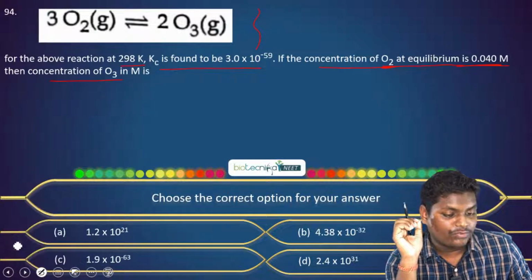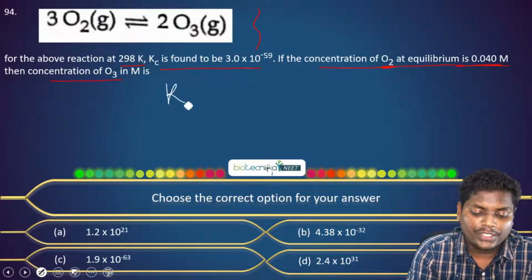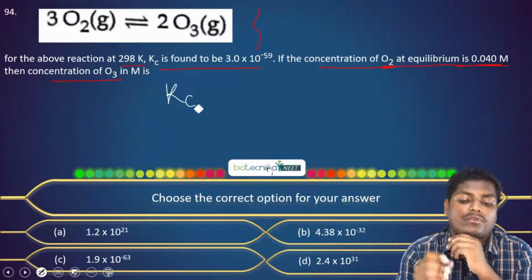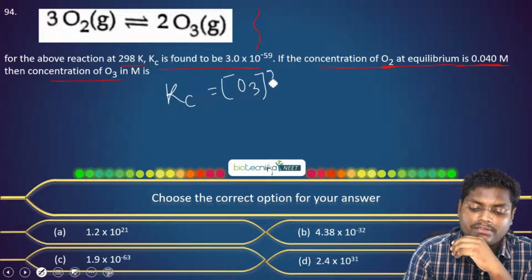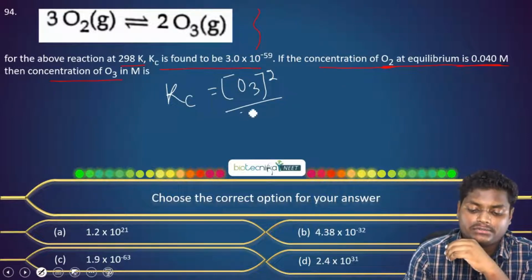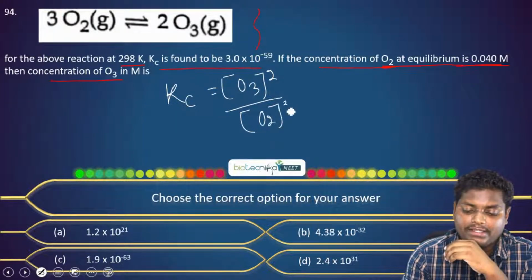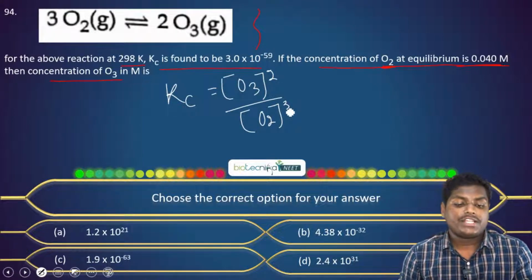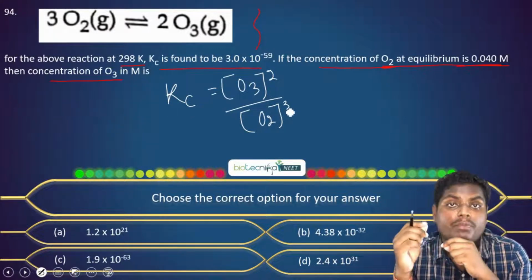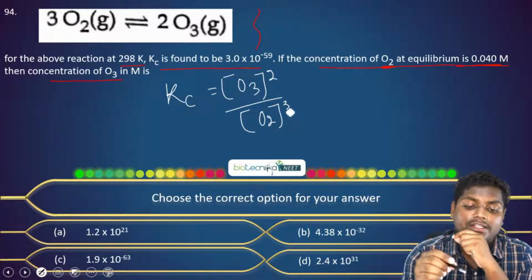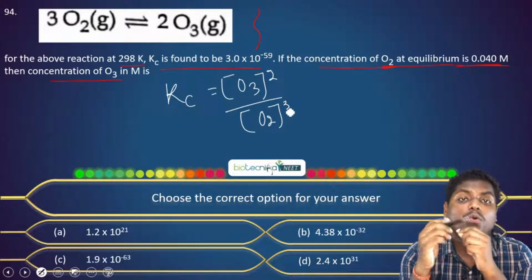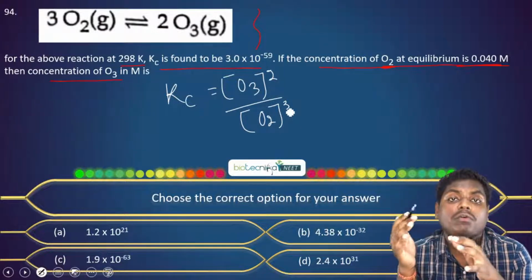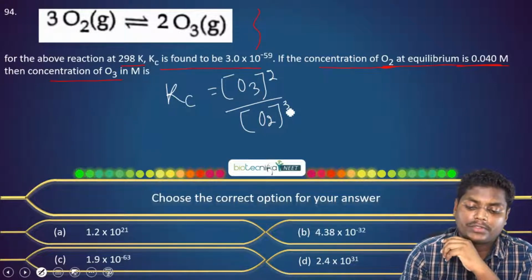So how can we do this question? We know the equilibrium constant is equal to the product upon the reactant, so O3 square will be there upon the reactant. The stoichiometry will be the power of the particular concentration. Since 2 O3 are being produced, O3 square will be there, and 3 O2 are reacting, so we'll be having the cube of the concentration of oxygen.